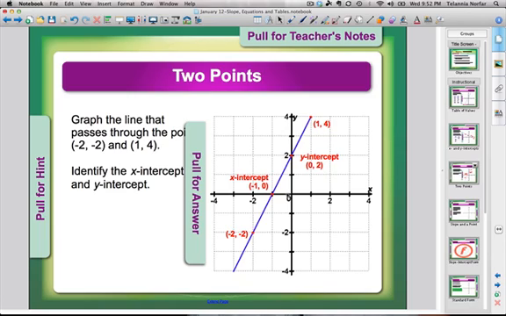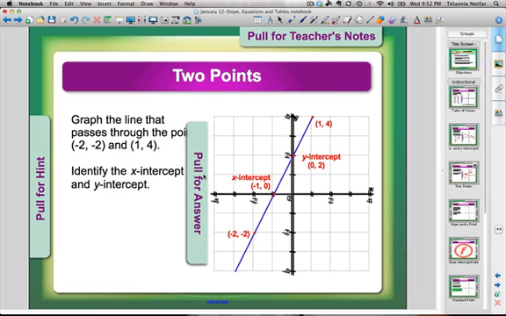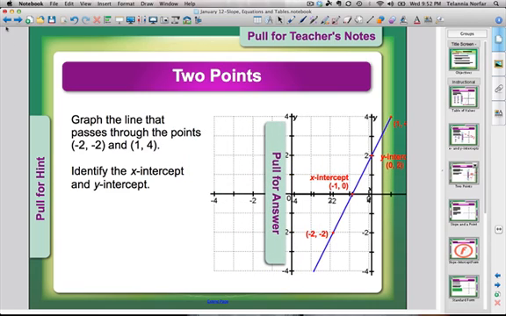Remember, intercepts are a point. It just so happens that the value for y in an x-intercept is always 0, and the value for x in a y-intercept is always 0. So that's a great tip to remember for the EOI.